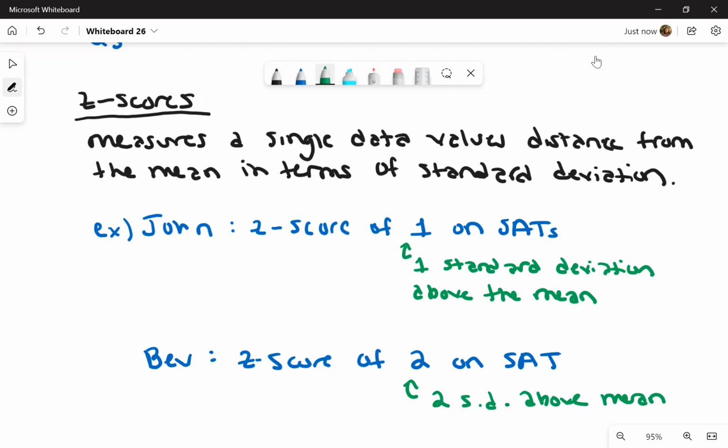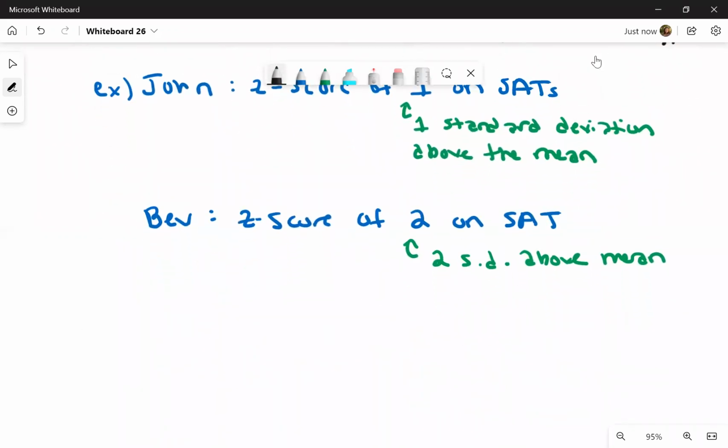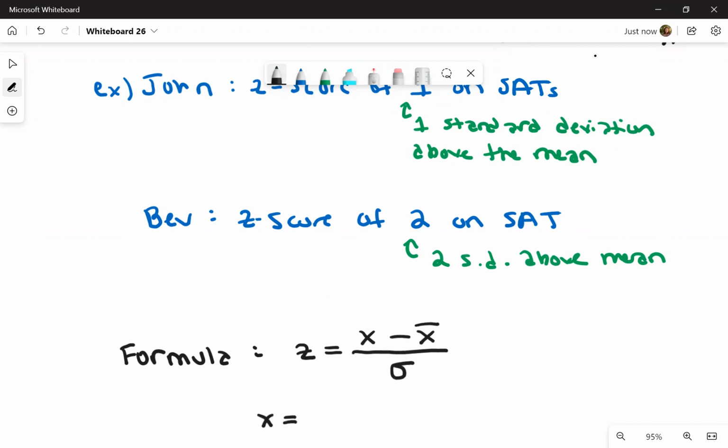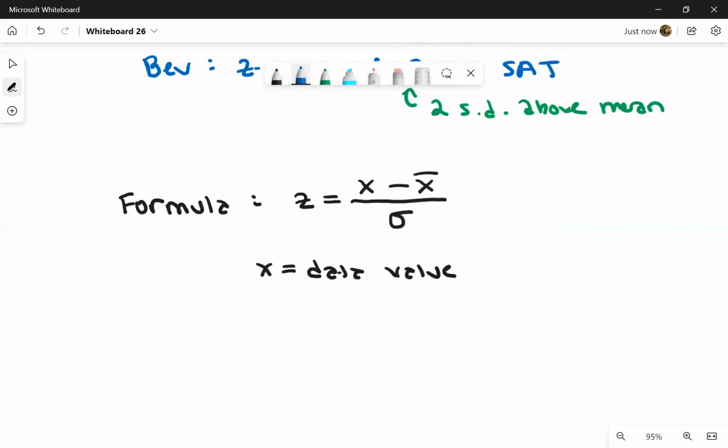Okay, before I give an example of how that would work, we're going to use John and Bev again, but I'm going to change the parameters. Let me give you the formula for z-score, and it's such a simple formula. It is z equals x minus x bar, so that's referring to the mean, over sigma, the standard deviation. And x is the data value that we're interested in, that we're trying to measure how far away it is from the mean.